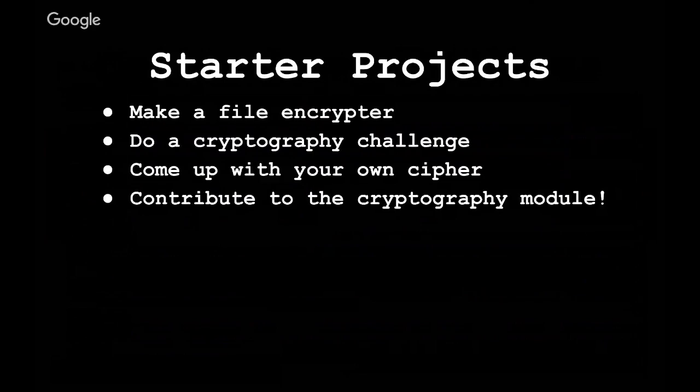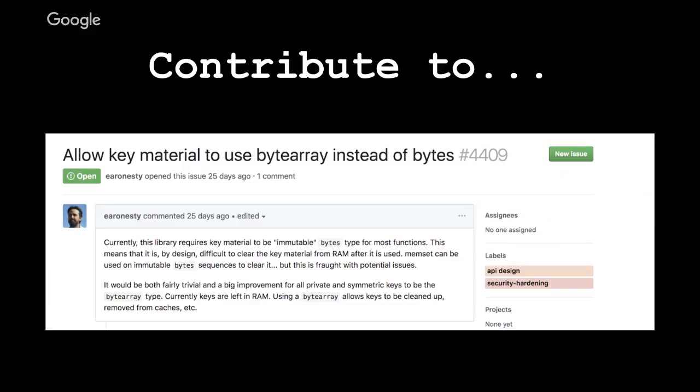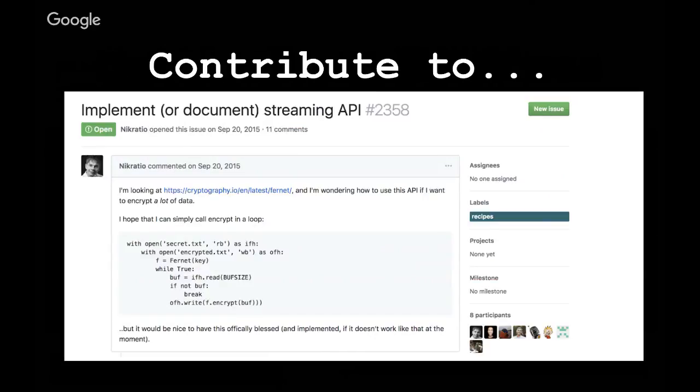And then I also said that you can contribute to the open source cryptography module. So I thought I would include some screenshots of some of the things that are available right now to be worked on. This one says, allow key material to use bytearray instead of bytes. So this person is reporting that currently the library requires key material to be immutable bytes types for most functions, and he thinks it'd be useful for it to be the bytearray type. So yeah, that's something that would fix this user's design case and is something you could do in order to improve the cryptography module. This one is a request for a streaming API so that you could call encrypt in a loop. That was submitted a few years ago, it looks like.